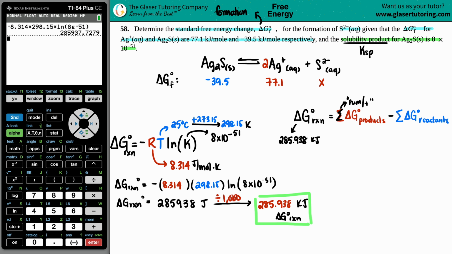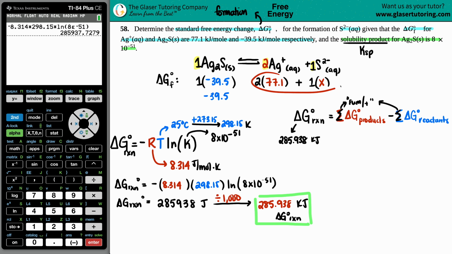You got to add all these up minus the sum of the products. But when you do this, you always have to take into consideration your coefficients, right? There was one Ag2S solid. So I take that number, negative 39.5, times it by 1. There were 2 Ag pluses. So I take that value and times it by 2. 1 S2 minus, so I take that and times it by 1. Sum up the sides that have multiple compounds or substances, Ag plus and S2 minus, right? So these two numbers should be added together. You don't have to add this side up because there was only one substance. So this whole side would be negative 39.5.